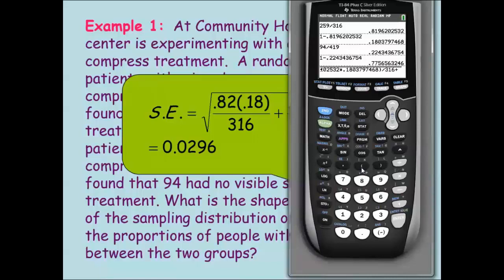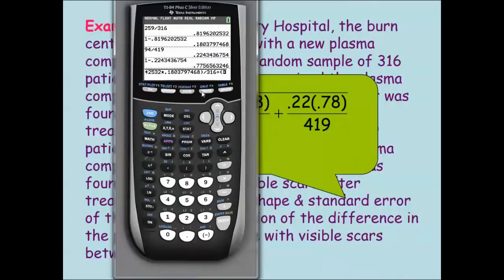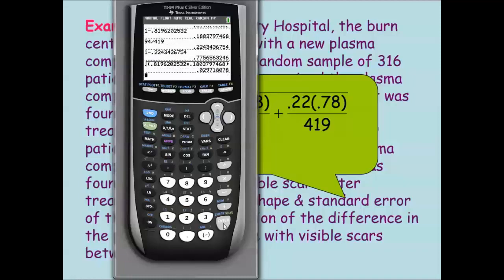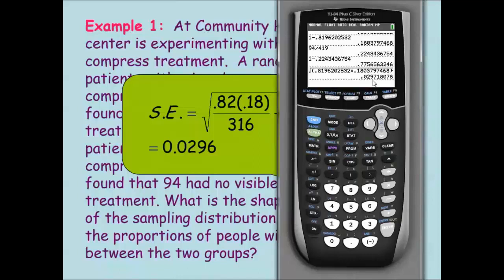plus open the parentheses of the second fraction. In the second fraction I want the 0.22, so I'm going to arrow up to that, times the 0.78, and then close off that numerator and divide it by 419. And then just hit enter. So we get a standard error of 0.0297. Now I'm a lot more accurate because I let the calculator type in all those numbers, but as long as you get something close to 0.03, then that's fine as far as standard error goes.